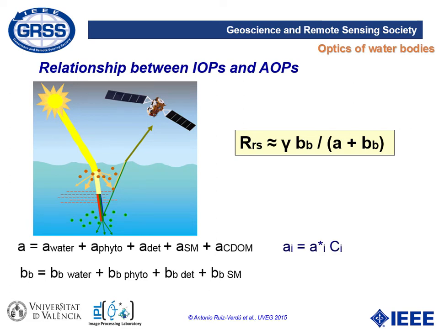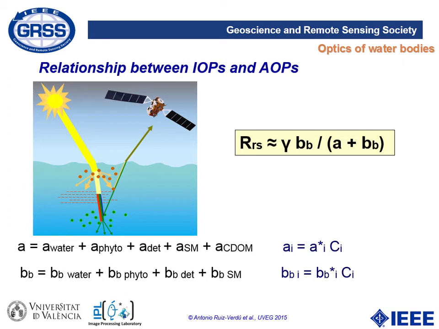So further, the absorption of a given optically active component can be expressed as the product of the specific absorption coefficient times the concentration of this compound. And similarly, the backscattering of a given component can be expressed as the specific backscattering coefficient times the concentration of this compound.